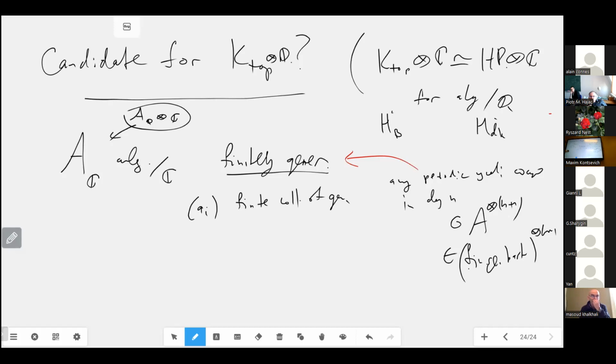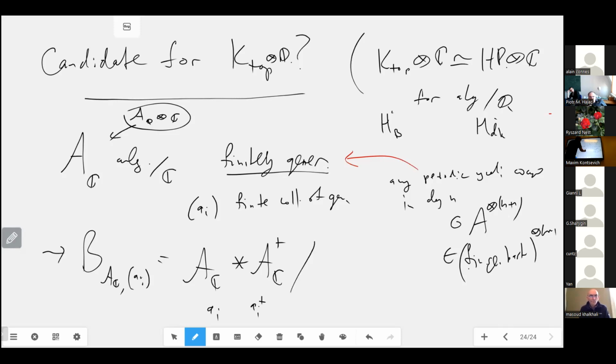And then we make a new algebra, call it B, depending on my algebra A over C and this collection of generators, which is the algebra generated by my algebra A. Then I add formal star copies, so we get elements a_i and a_i star, with all relations in A, plus conjugate relations, and plus one extra relation: the sum of commutators is equal to zero. It's a really strange relation.